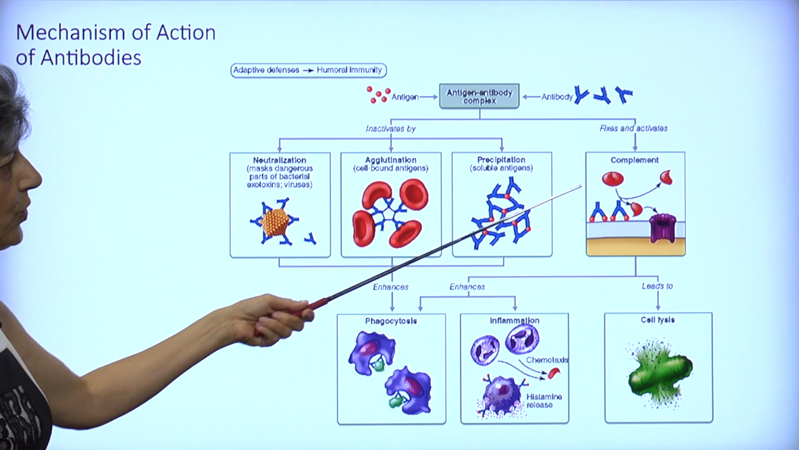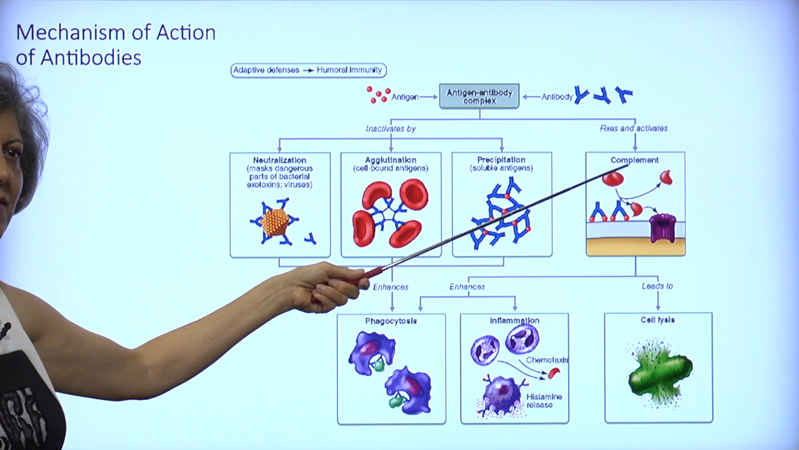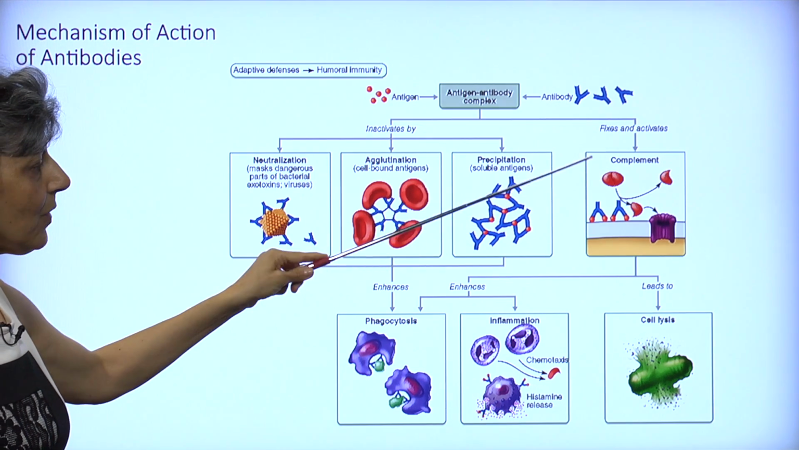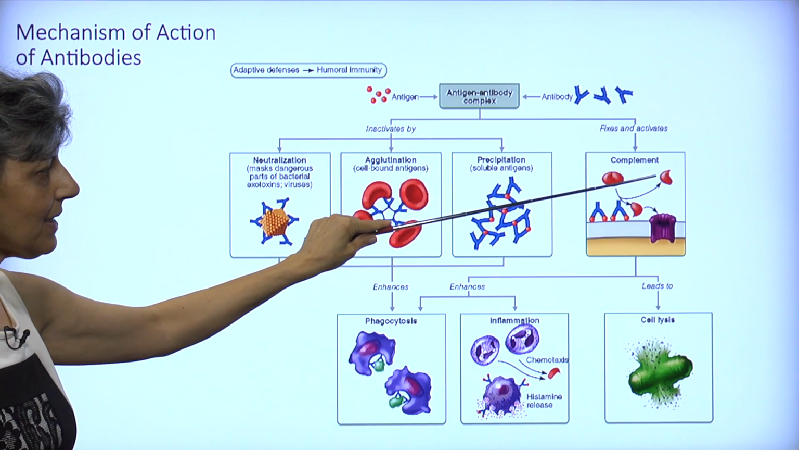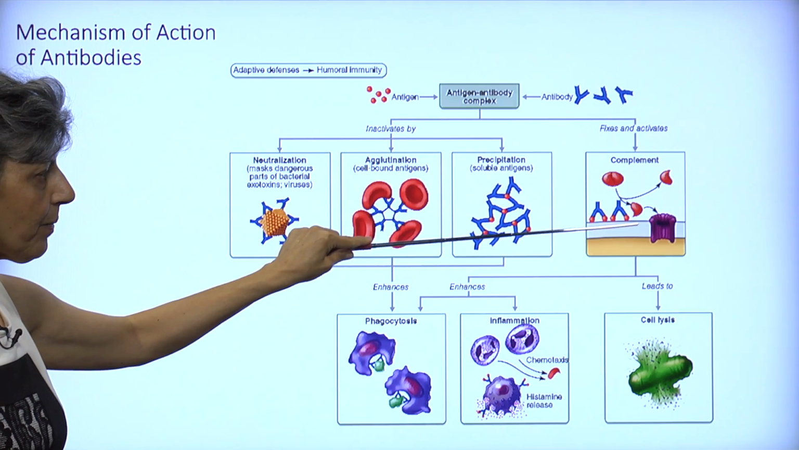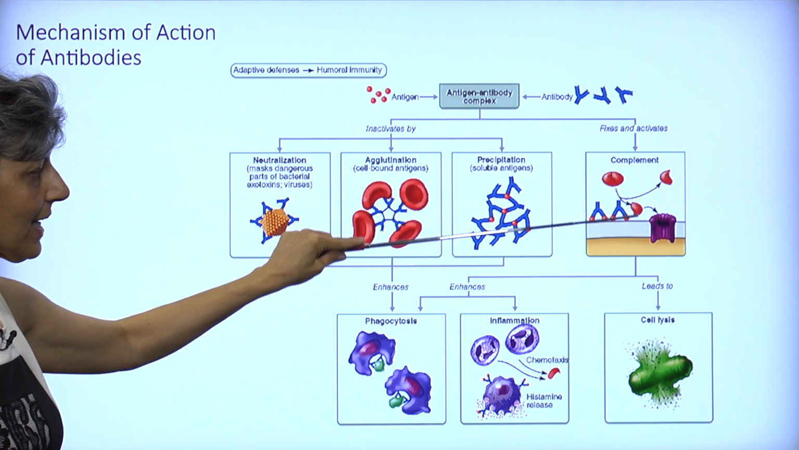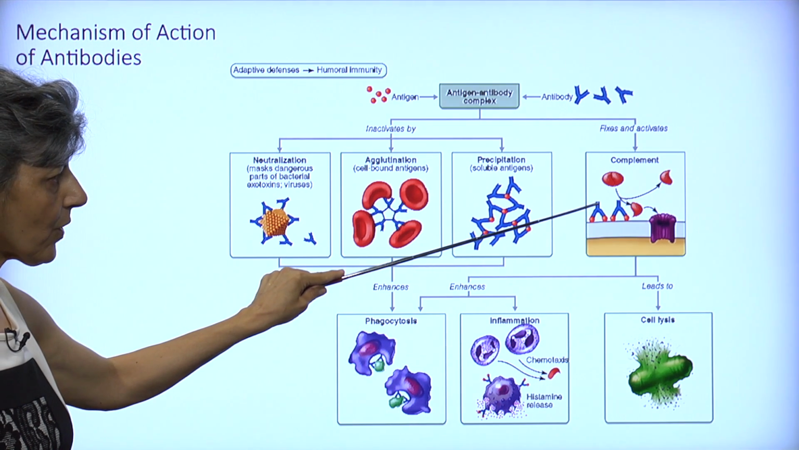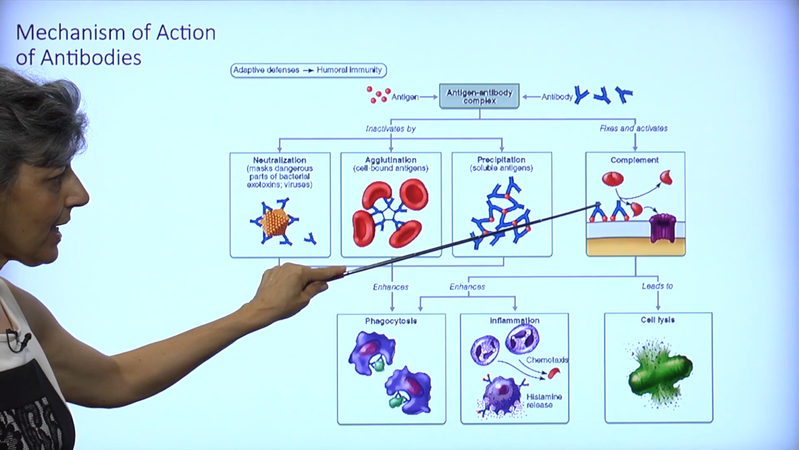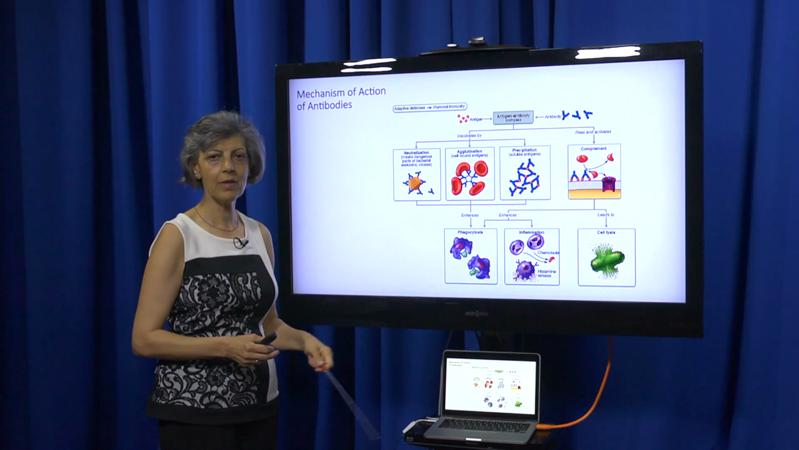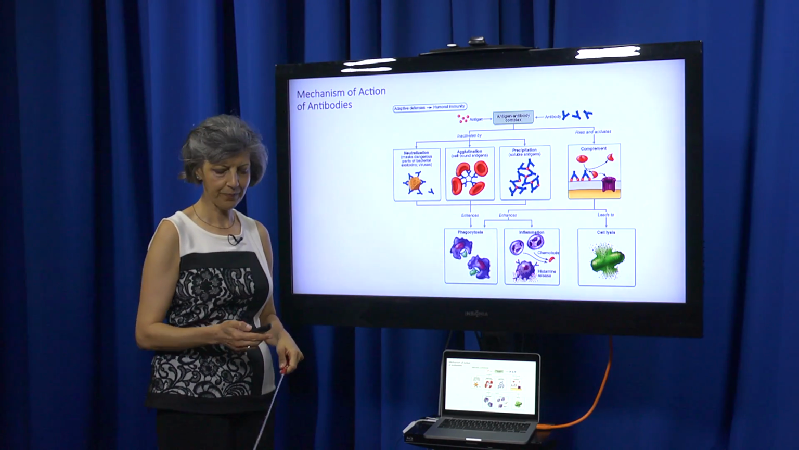They can also do what we call complement fixation. So if you remember when we spoke about complement, we said that complement can be activated and form the big MAC, and MAC will poke holes into a cell and cause cell lysis. So this is the area where complement can attach to the antibodies and be activated and cause cell lysis.